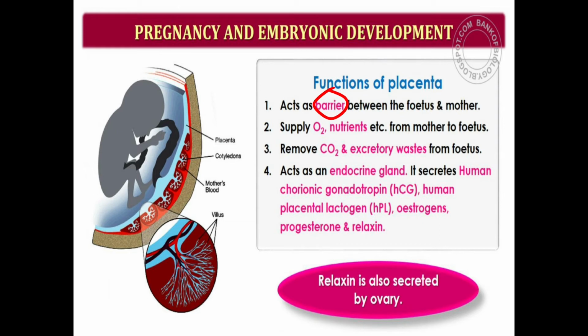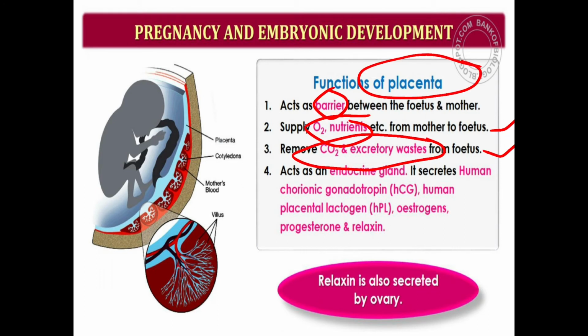The placenta supplies oxygen and nutrients from the mother to the fetus, and removes the carbon dioxide and excretory wastes from the fetus. To the fetus, oxygen and nutrients will be supplied. From the fetus, the waste materials are also collected with the help of this placenta itself.